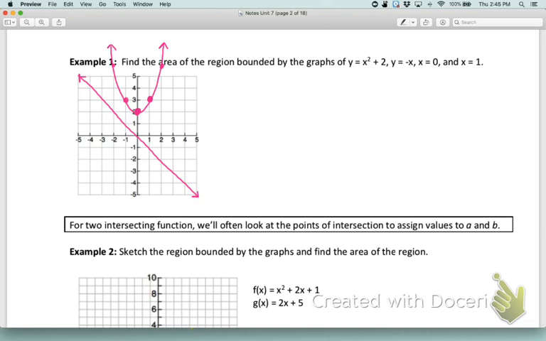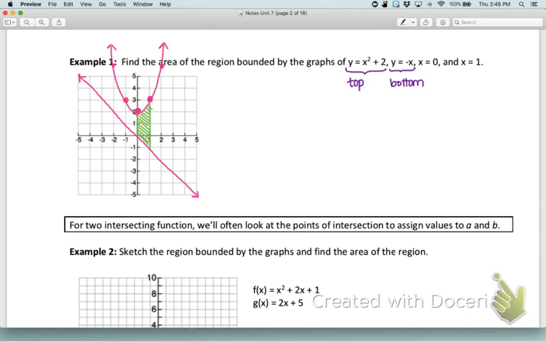And then they told us that we want the area from 0 to 1. So the line x equals 0 is right here, and the line x equals 1 is right here. So the region that we want the area of is going to be this one. That helps us identify, by looking at the graph, that the parabola curve is the top curve and the line is the bottom curve. So that's what we have to know to be able to set this up.